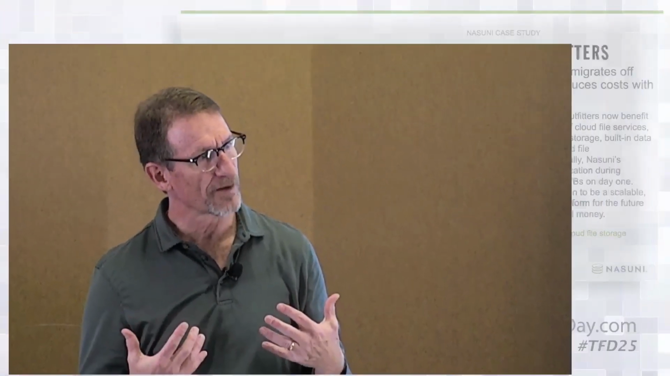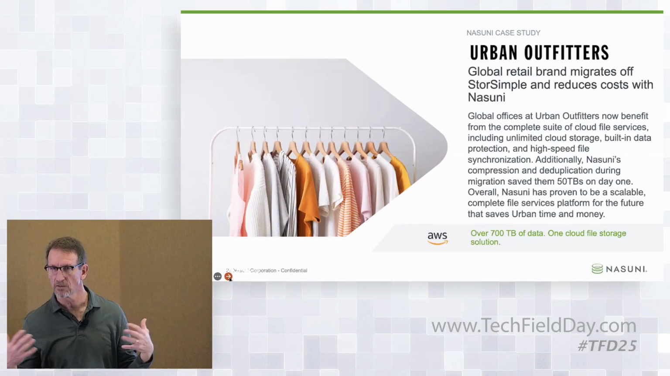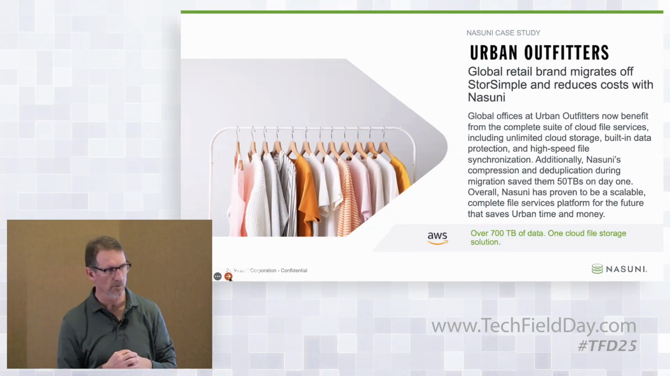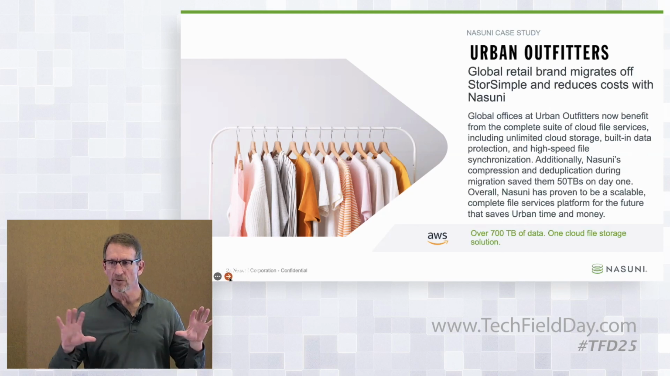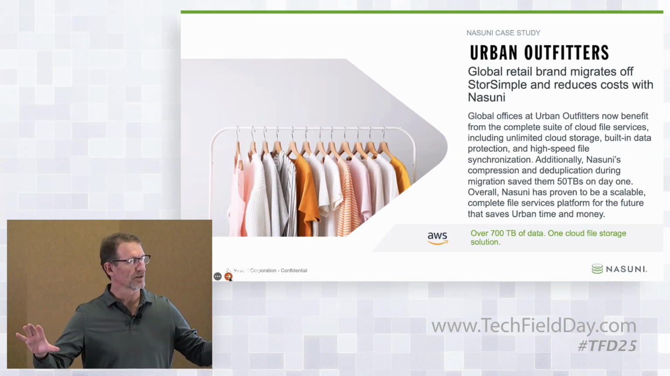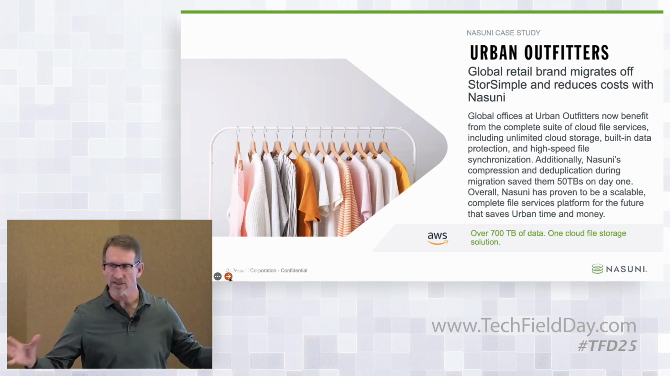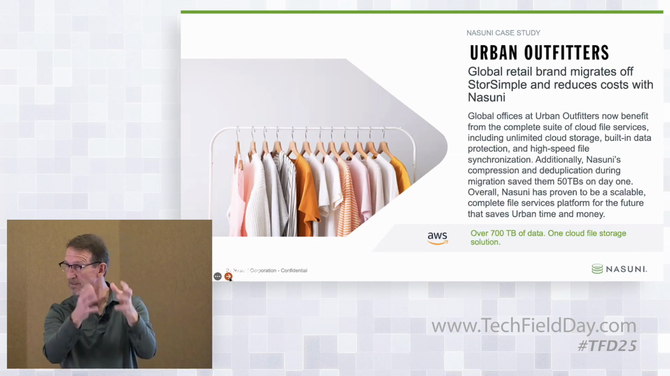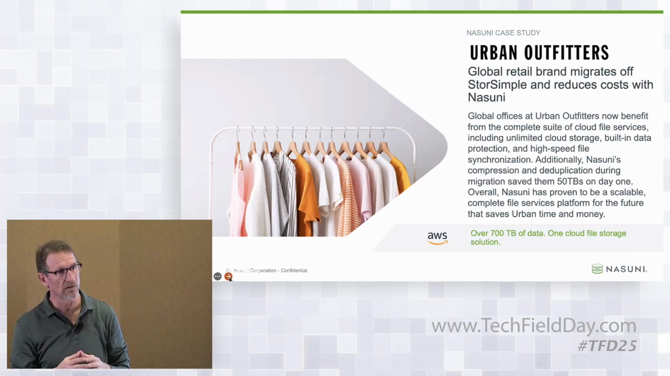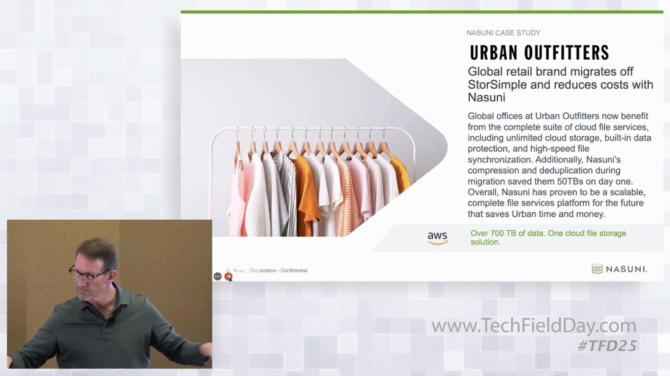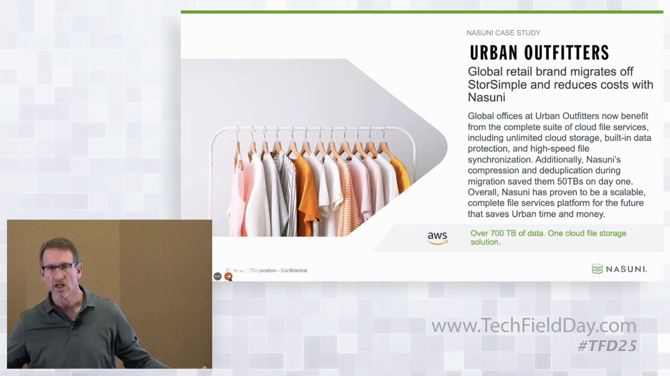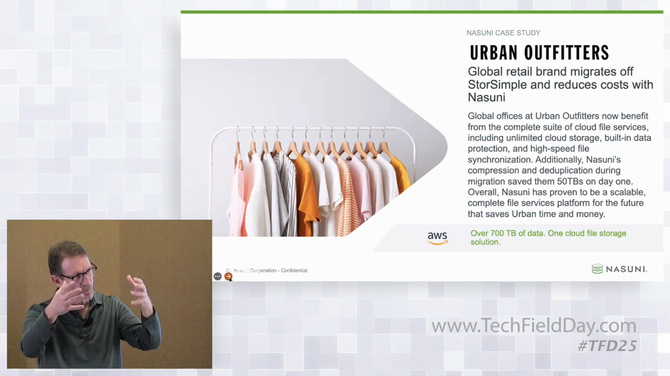Awesome. One more customer example. This is Urban Outfitters. Urban Outfitters is a global retailer. I'm sure you've probably heard of some of their brands. They were worried about all of the different file storage infrastructure that they have in their environment, and they wanted to consolidate all of that into a cloud instance, into a cloud service, if you will. So they moved about 700 terabytes of file data across a variety of different platforms in their environment to a cloud service managed by Nasuni.